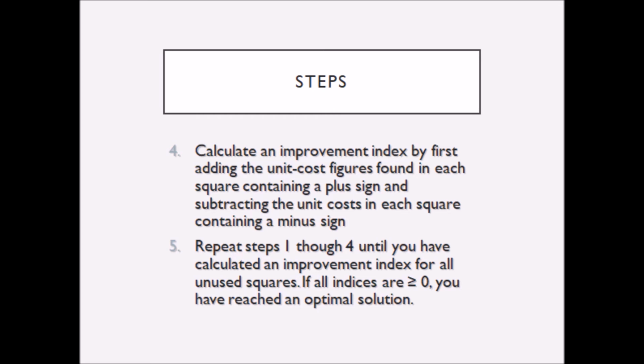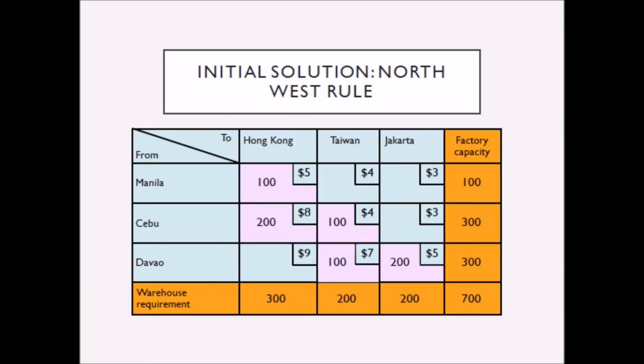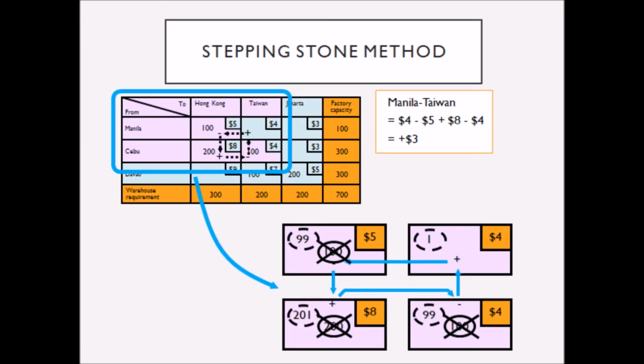So here's how it goes. Using our initial solution from the northwest corner rule, let us now start using the stepping stone method. Let us start with the unused box, which is the Manila to Taiwan segment. Then to form a box, we have to go to the left to the Manila to Hong Kong segment, down to the Cebu to Hong Kong segment, and to the right to the Cebu to Taiwan segment, to form a box around that unused portion.